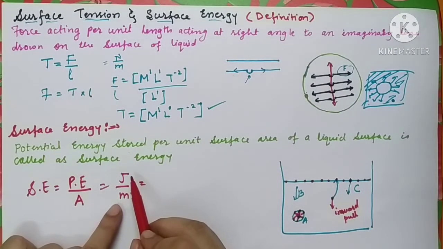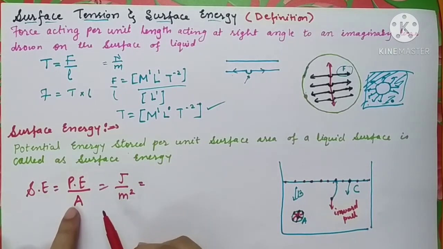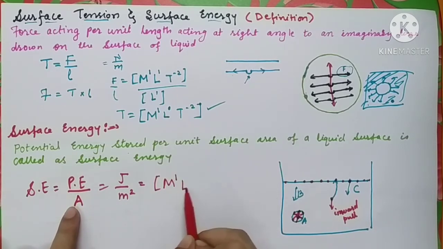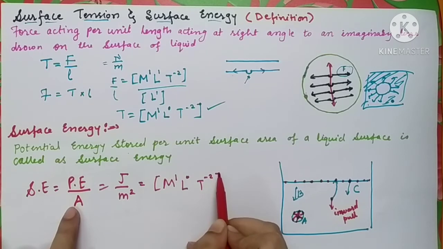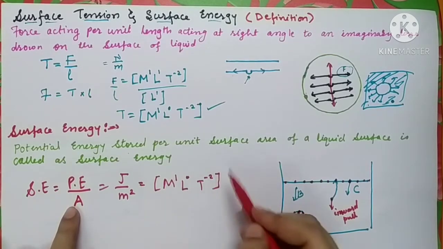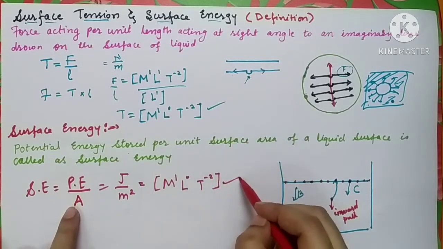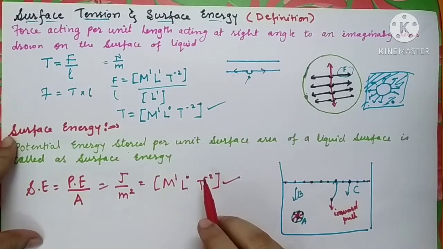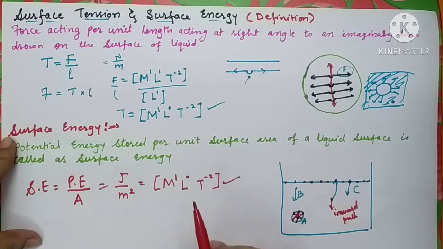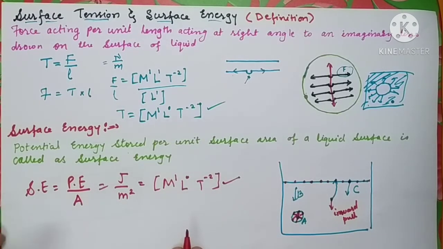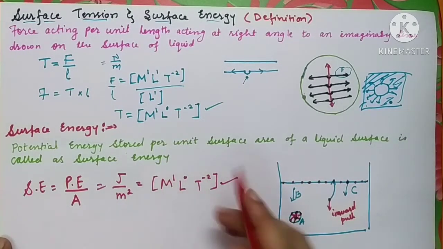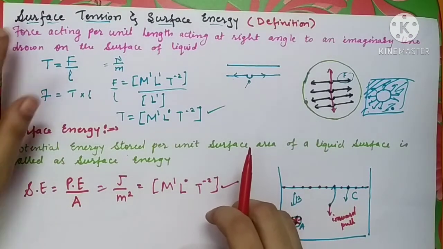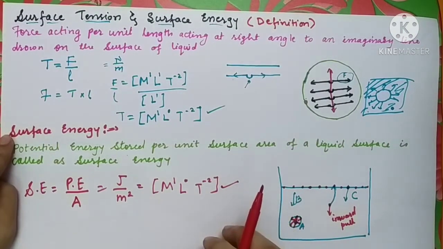When you take the dimension of the potential energy and the dimension of area, you are going to get the dimension of surface energy as M^1 L^0 T^-2. So from these two dimensions, we'll come to know that both surface tension and surface energy have the same dimension. So we can say that these two quantities, surface tension and surface energy, are dimensionally equal.